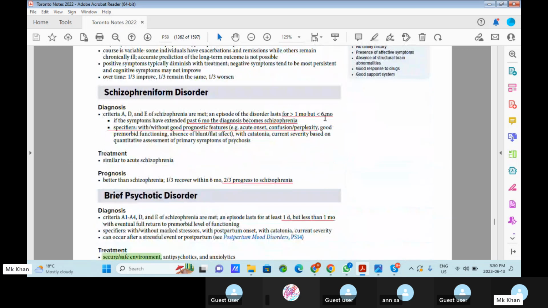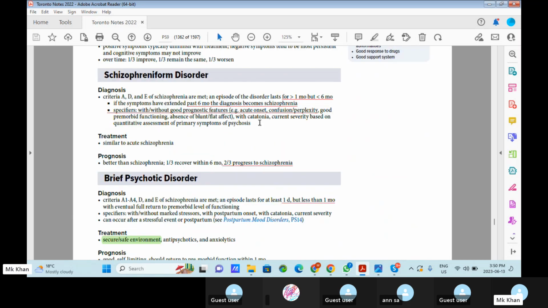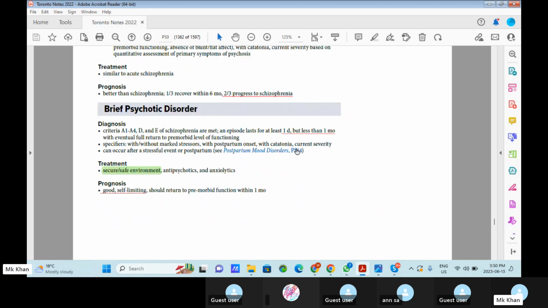And then the second thing is duration, and with or without good prognostic features, like acute onset. So treatment is basically similar to schizophrenia, and the prognosis is better than schizophrenia, and 2/3 progress to schizophrenia. So it is a high chance that a patient with schizophreniform disorder progresses to schizophrenia.